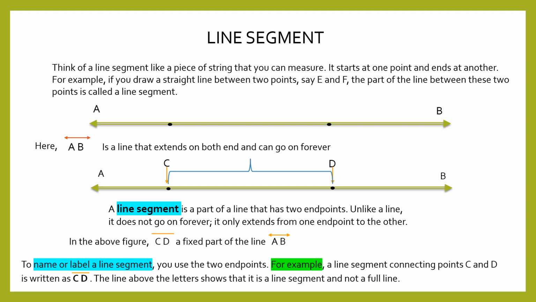To label a line segment, you use the two endpoints. For example, a line segment connecting the point C and the point D is written as CD. The line above the letters shows that it is a line segment and not a full line. A full line is written in this manner.